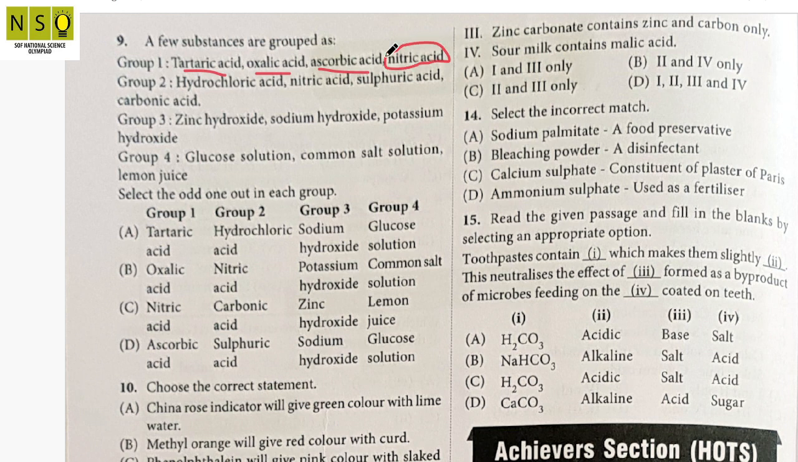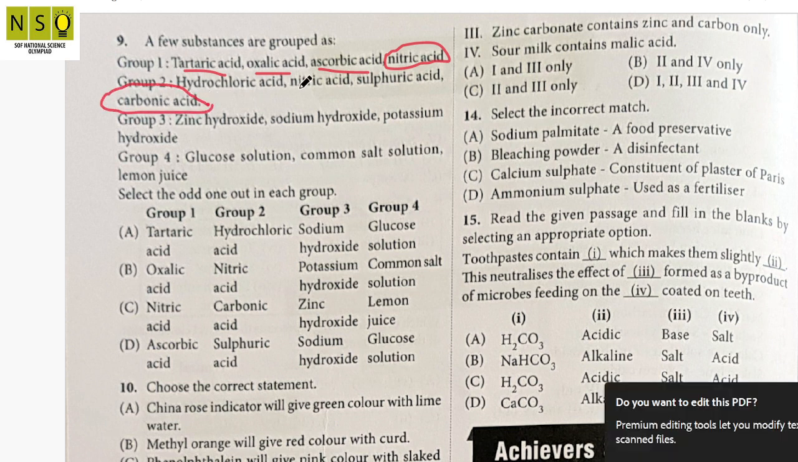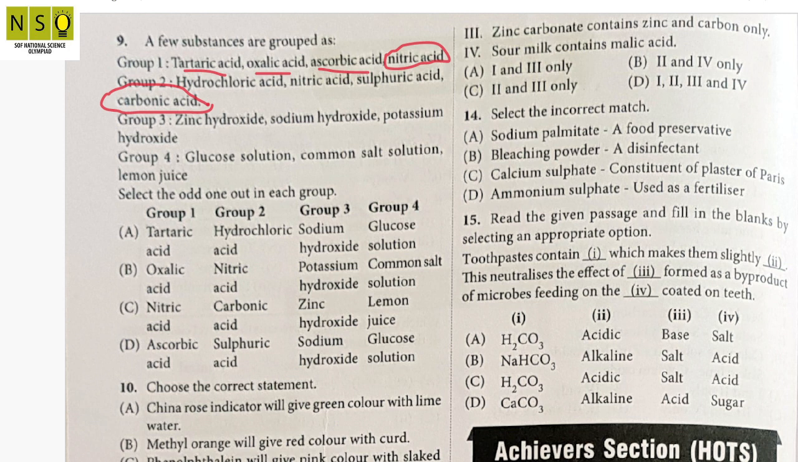Okay, now in group 2 we see carbonic acid is a weak acid, while other 3 hydrochloric acid, nitric acid and sulfuric acid, these are the strong acids. In group 3 we find that zinc hydroxide is a weak base, while others are sodium hydroxide, potassium hydroxide are strong base.